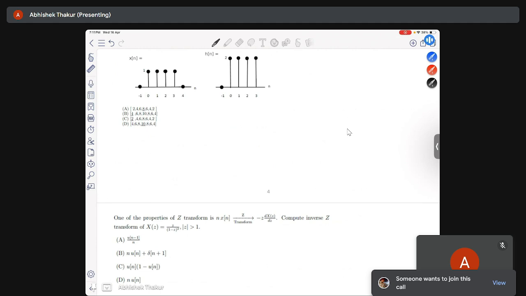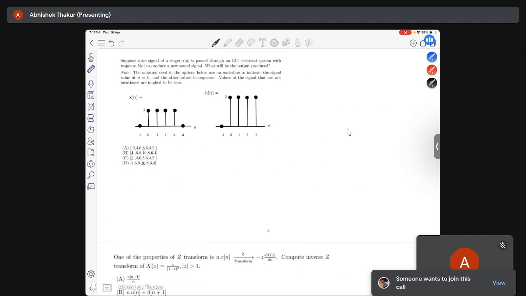So now we'll move on to the next question. In this question, x[n] is given and h[n] is given, and we have to find the convolution of this system.